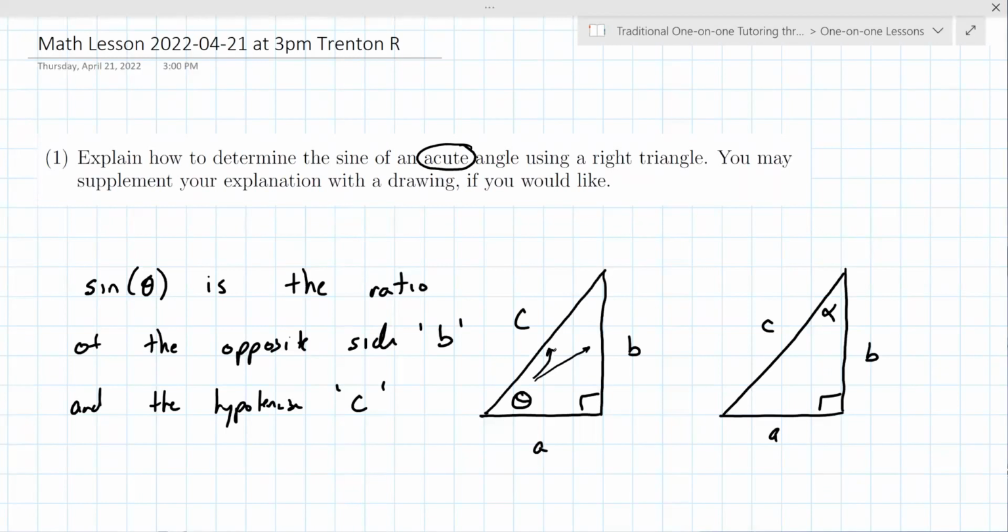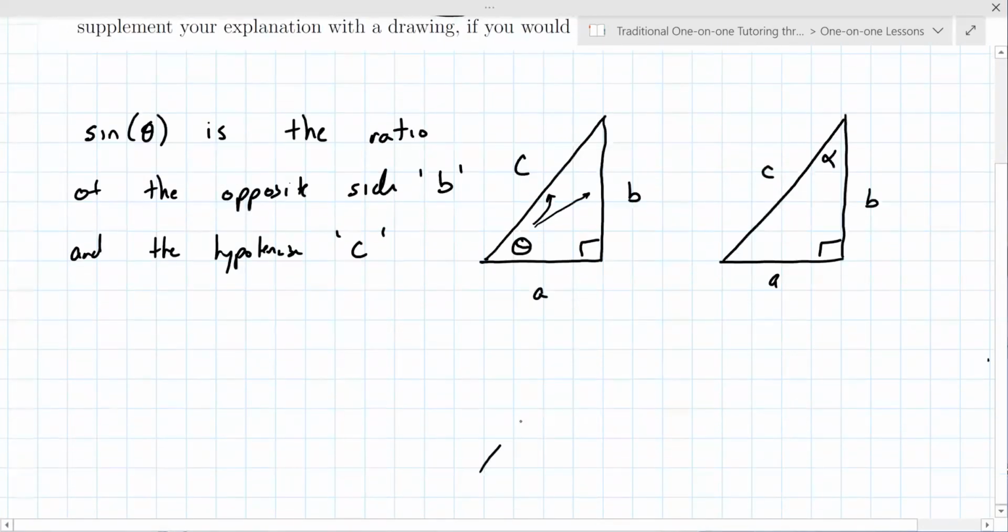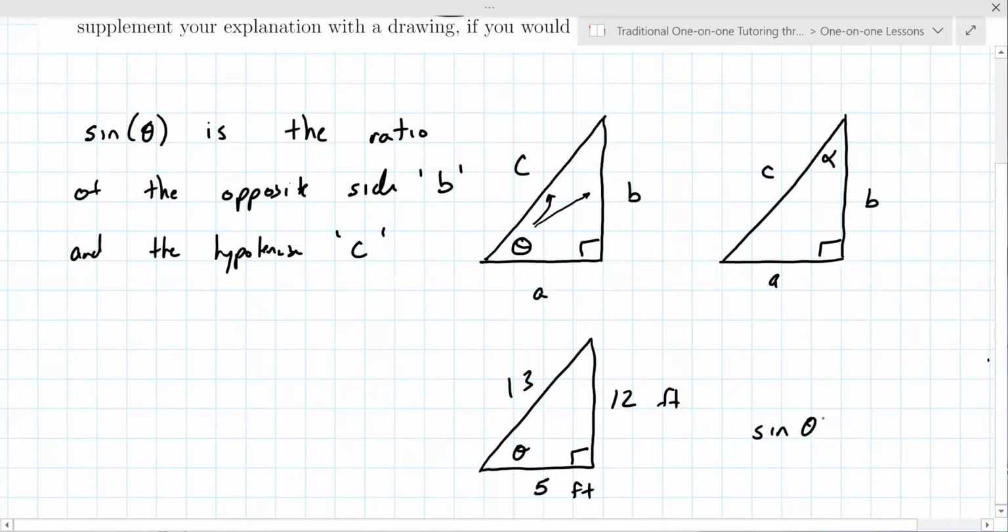Right. And that's very important to explain. It's also a reason why sine, cosine, and tangent are unitless. Right. If you're 5 feet from the wall and it's a 12-foot wall, 13-foot ladder, these are in feet, but when you take the sine of theta, it's 12 feet over 13 feet. Then those cancel.